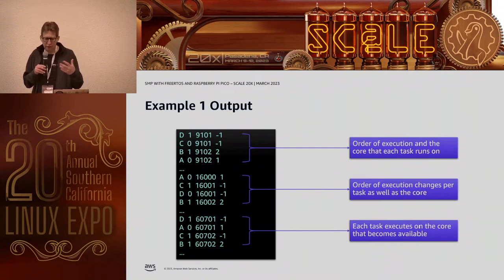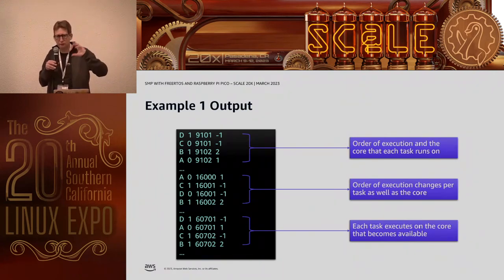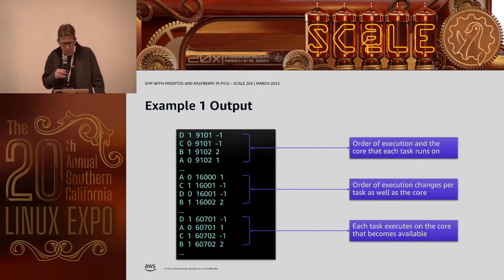So the first thing you should notice is that on any given tick, the order of execution and the core that each task runs on can change, right? And this is different from, say, a normal single core microcontroller. But you see that task D and C, they have this -1 affinity mask, which means they can run on any particular core. And you'll see that later on. D is running on core 1 in that first section, and then D is running on core 0 in that second section. And then D is running back on core 1 in that third section.